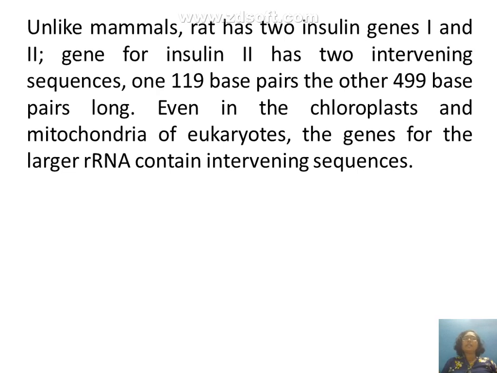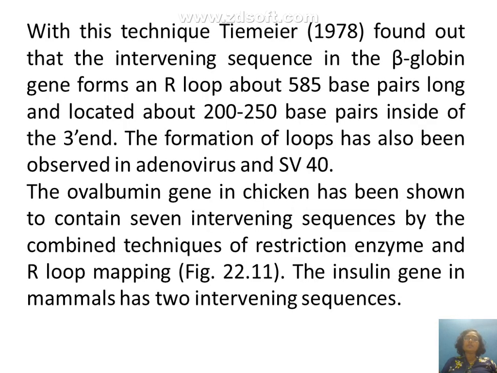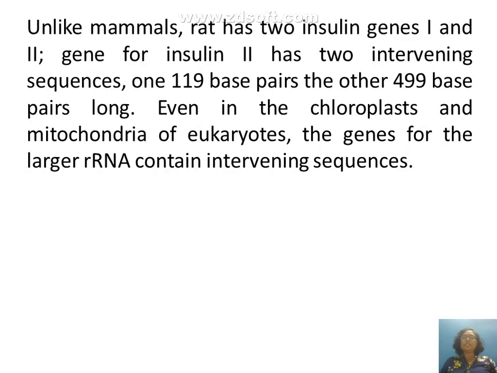In mammals, rat has 2 insulin genes, 1 and 2. The gene for insulin 2 has 2 intervening sequences. One sequence is of 119 base pairs and the other is 499 base pairs long. Even in chloroplast and mitochondria of eukaryotes, the genes for the larger RNA contain intervening sequences. So as you know, in the Hexon gene or the beta globin gene you have intervening sequences, and because of this you get split genes.